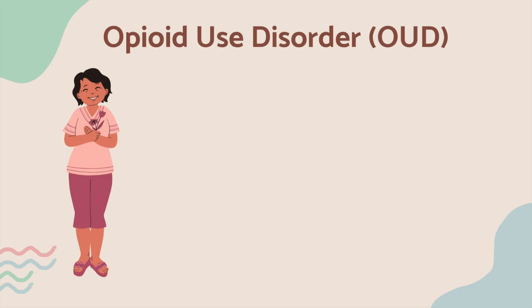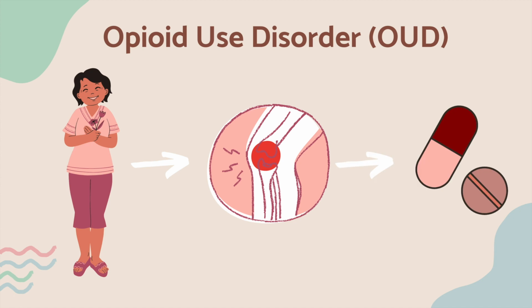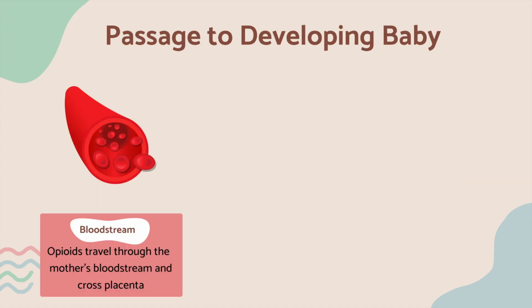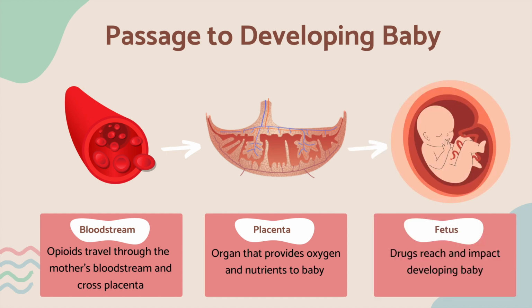In Jane's case, her reliance on opioids to manage the pain from her injury and continued use in order to discourage withdrawal may have led to opioid use disorder. Opioids pass through the mother's bloodstream and cross through the placenta, which is an organ that develops in the uterus during pregnancy as a structure to provide oxygen and nutrients to a growing baby, effectively reaching the developing baby. Even before Bella was born, Jane's use of opioids could have had a plethora of implications on Bella's development.